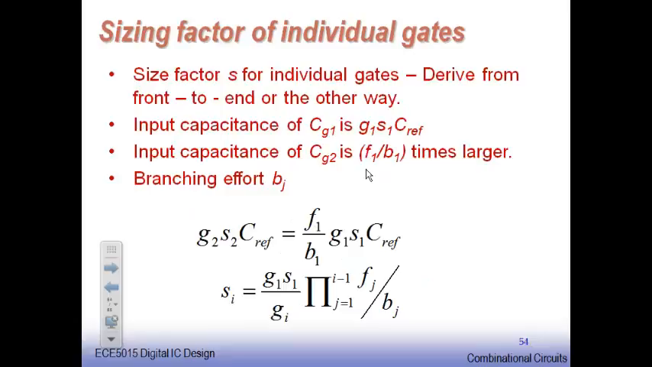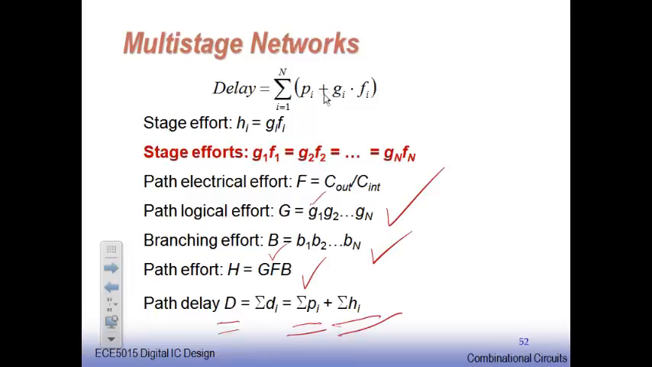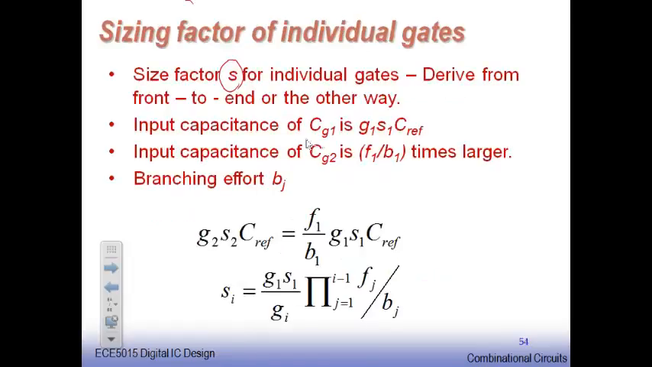So the sizing factor, how do I now do it? As we did for the inverter, what do you take? The sizing for individual gates. I size each and every subsequent gate S times bigger, because the path effort for each stage is gradually increasing, right? Now I will have S to be the size factor for each gate, so derive them from front to end or the other way, any way you can.